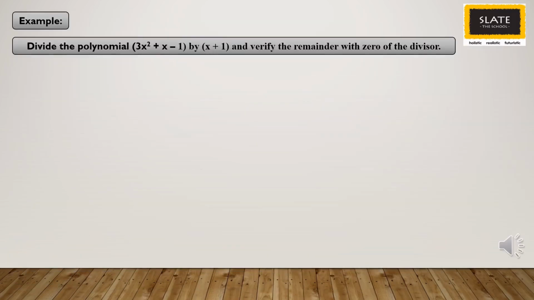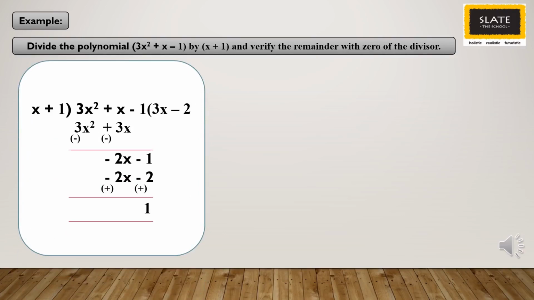Now see this example. Divide the polynomial 3x square plus x minus 1 by x plus 1 and verify the remainder with 0 of the divisor. Before dividing, first we should observe whether the two given polynomials are arranged in descending order of their degrees. So clearly we can observe here the two given polynomials are arranged in descending order of their degrees. Now let us divide. Divide 3x square plus x minus 1 with x plus 1.